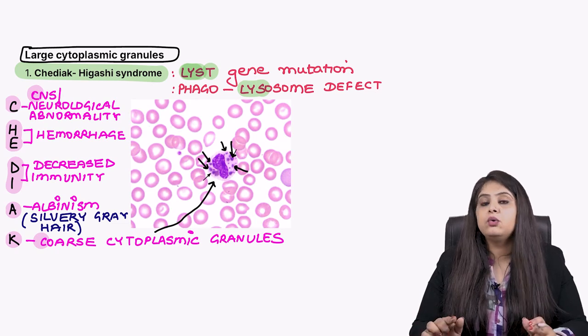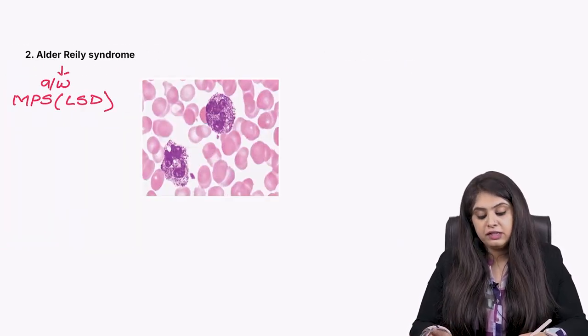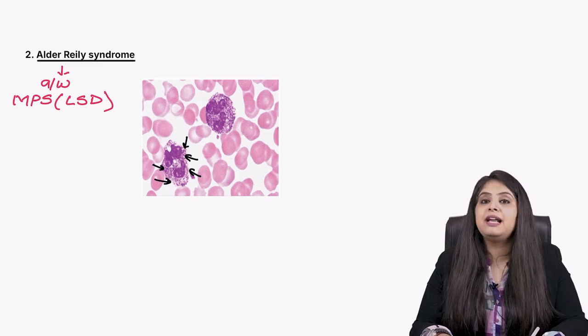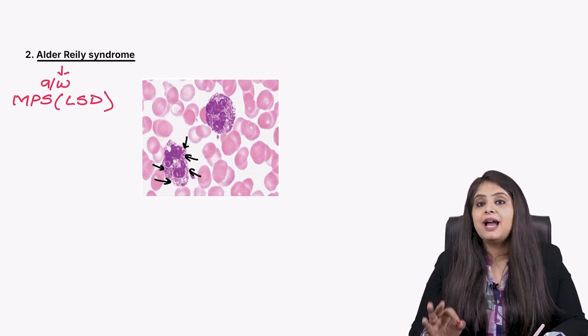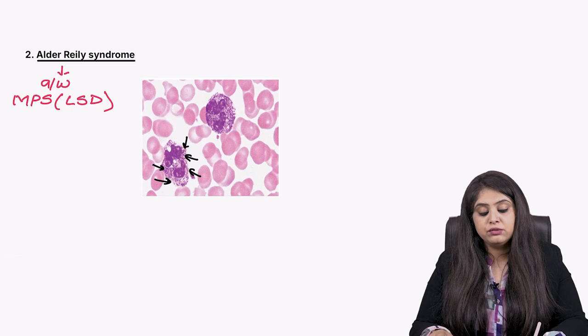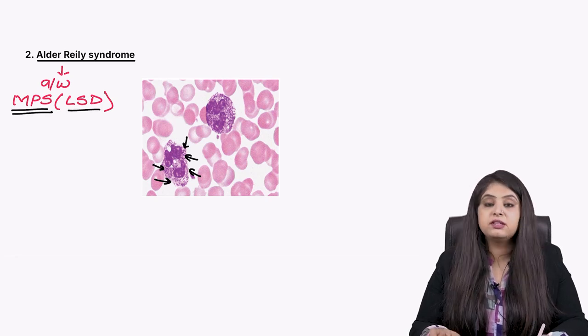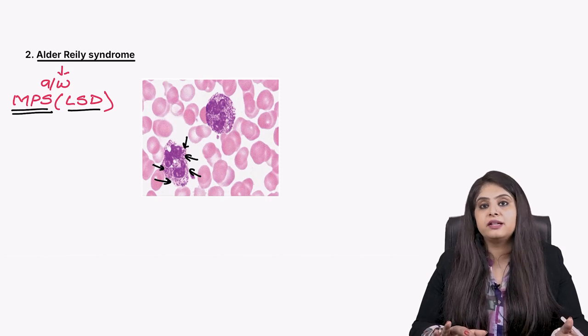You know, similar coarse cytoplasmic granules are also seen. You can see, but they're a little smaller, but lots of granules are also noted in the neutrophil in a situation known as Alder-Reilly syndrome. Not very important for other exams except INI. And Alder-Reilly syndrome is seen with lysosomal storage diseases, especially the ones that fall under the category of mucopolysaccharidosis.